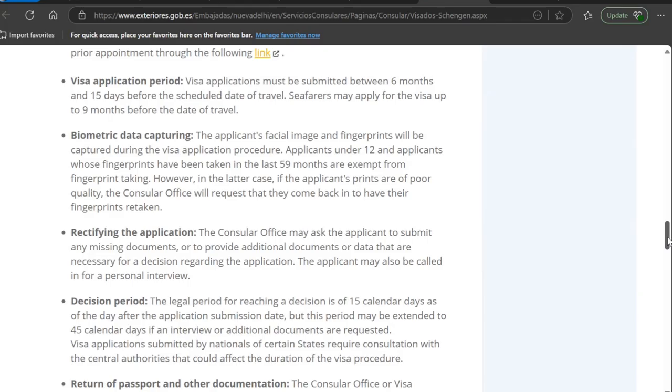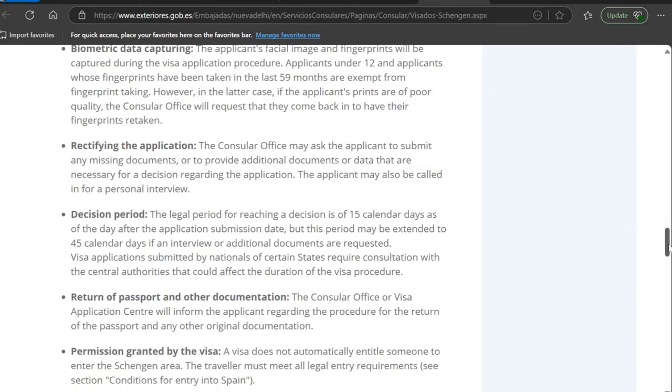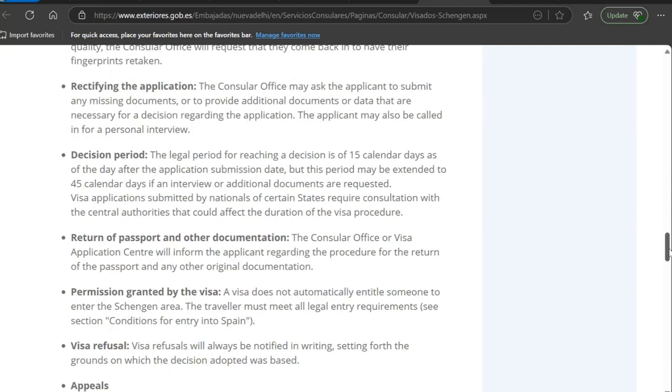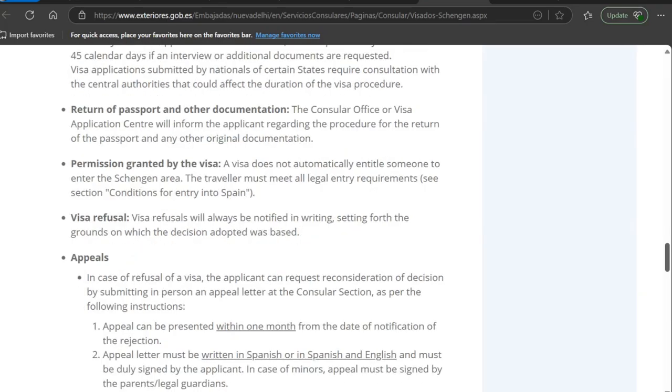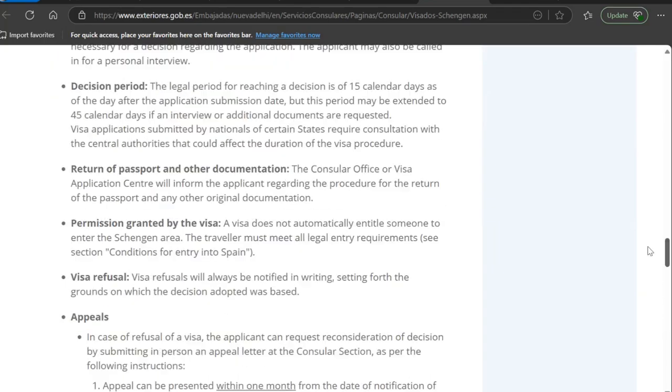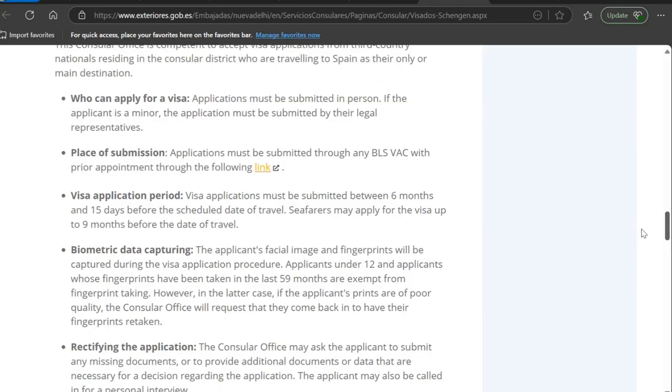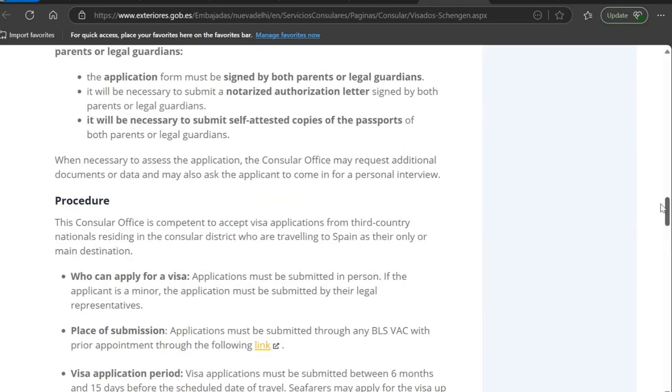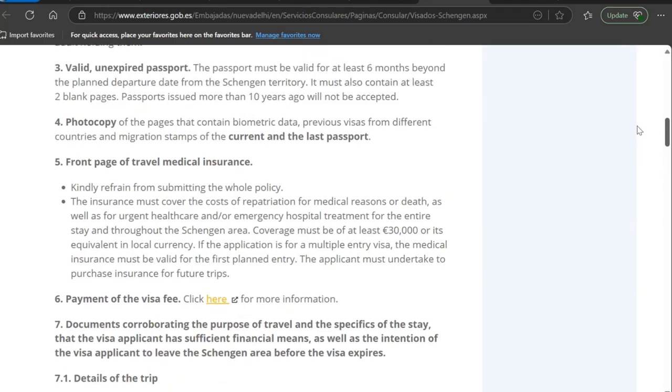Biometric data could be required. You can be asked to provide additional documents, or an interview if they feel it is needed. Decision period is 15 days, maybe extended to 45 days. There are steps for appeal also. Fine. Now going to the place of submission, because here it will give the information. But before that, let's go for the form.